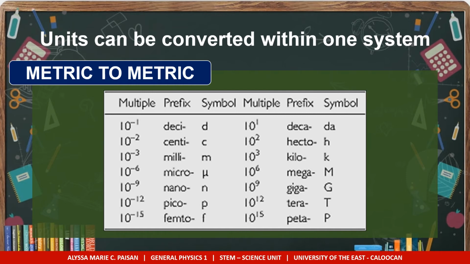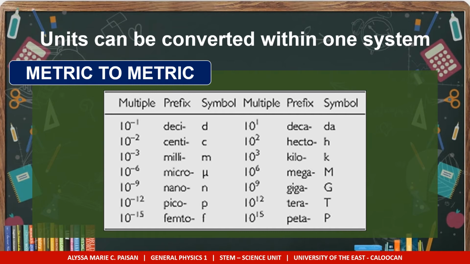And then each prefix has a symbol. The deci is lowercase d. The centi is lowercase c. The milli, lowercase m. The micro is the lowercase Greek letter mu. The nano, lowercase letter n. Pico, lowercase letter p. And then femto, lowercase letter f.